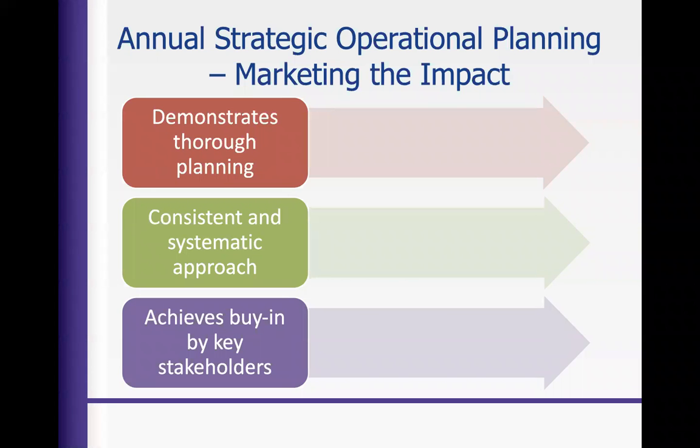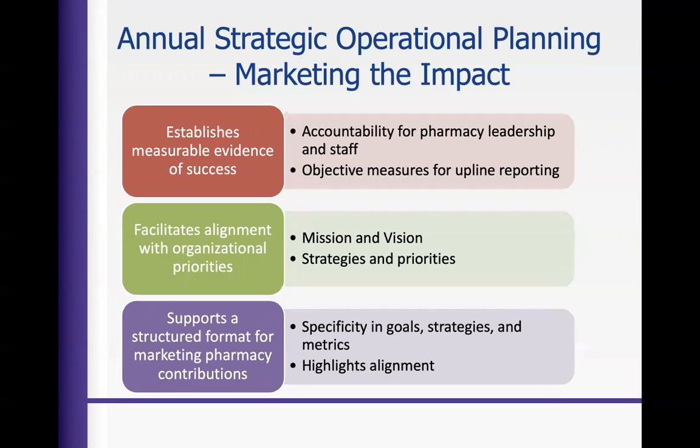An annual strategic plan should be demonstrated by thorough planning, a consistent and systematic approach. And the strategic plan also has to give you the who, whys, and wheres of this is why we see this vision. These are our goals for it. This is what we hope to get out of it by measuring, so that we get a buy-in by key stakeholders, which could be the board of directors, the CEO, the CFO.